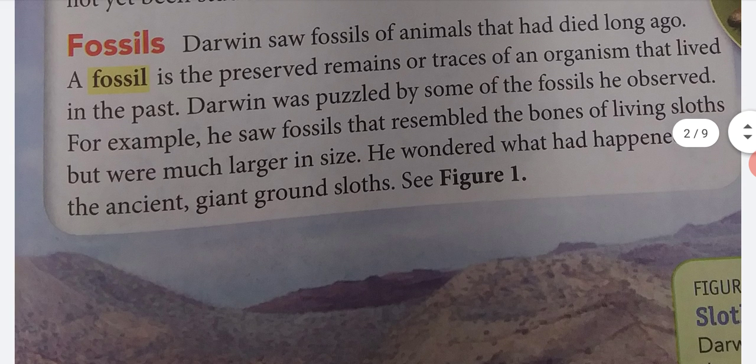Fossils. Darwin saw fossils of animals that had died long ago. A fossil is the preserved remains or traces of an organism that lived in the past. Darwin was puzzled by some of the fossils he observed. For example, he saw fossils that resembled the bones of living sloths, but were much larger in size. He wondered what had happened to the ancient, giant ground sloths.